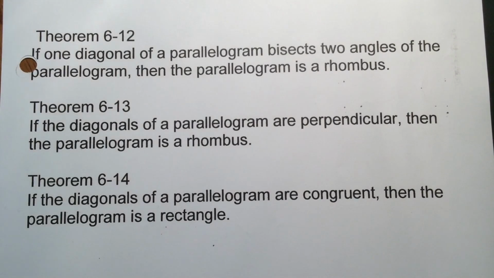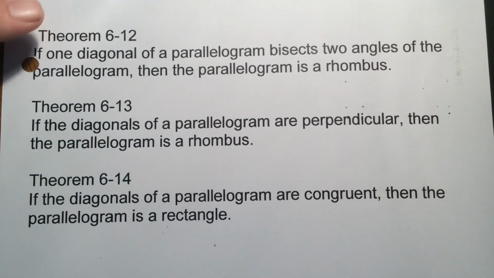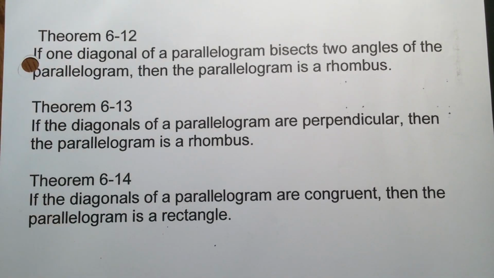So 3 theorems, and we're not going to prove these, but theorem 6.12 says that if one diagonal of a parallelogram bisects the two angles of the parallelogram, then the parallelogram is a rhombus. So this is saying that first one that we did, theorem 6.9, just the other way. It's the converse of it. Theorem 6.13, the diagonals of a parallelogram are perpendicular, then we know it's a rhombus. And theorem 6.14, the diagonals of a parallelogram are congruent, then we know the parallelogram is a rectangle. So all these are converses to the first 3 theorems that we did. It's just saying it the other way. We're not going to go through and prove them.